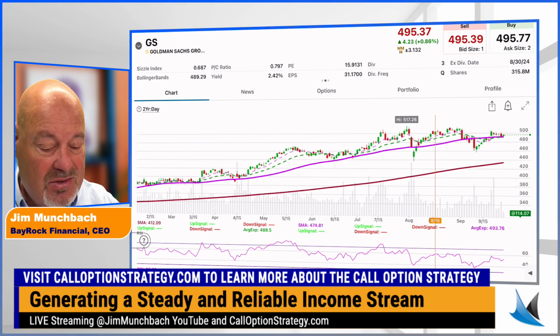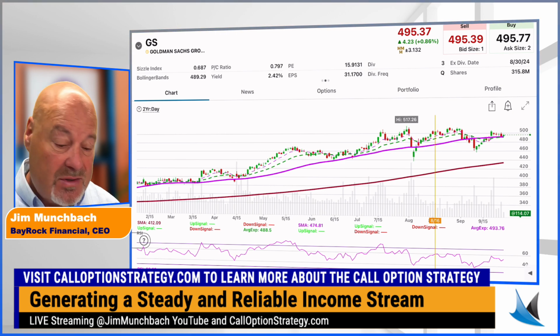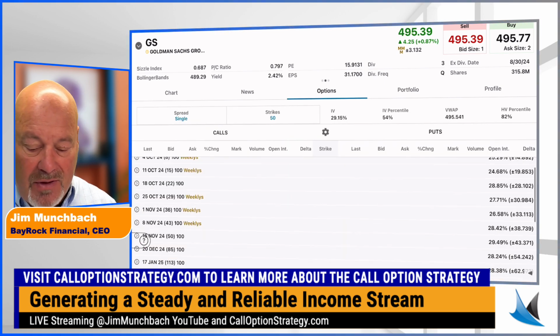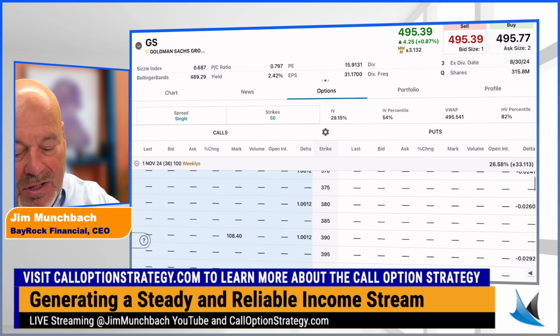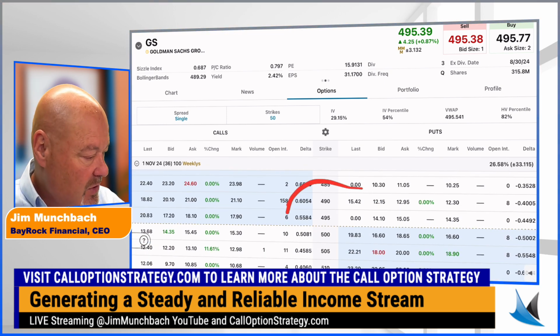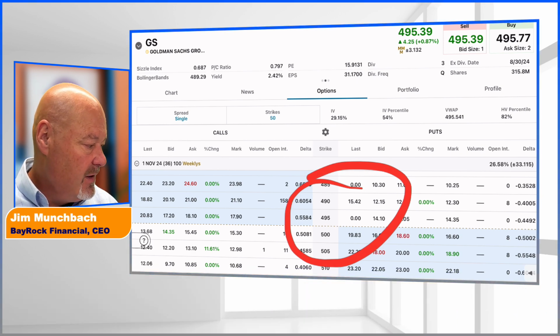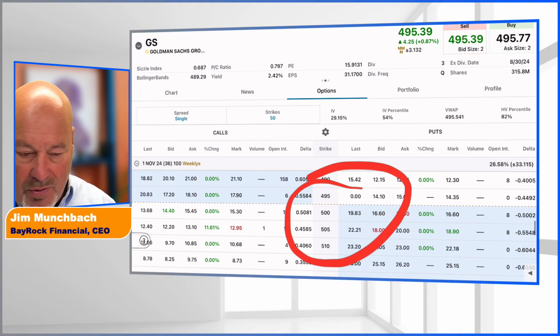In this case, this is definitely a stock I would think would make sense. I'd have to do some research. Let's look at the options again. We'll go to November, scroll down to where we get to the money. So there we are, to the money. Let me get rid of that. And let's just take a look at the premiums on this $500 stock.